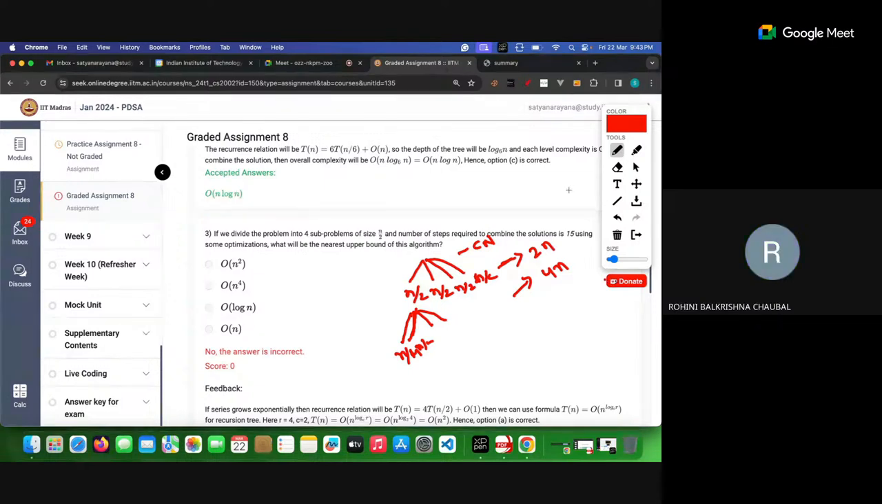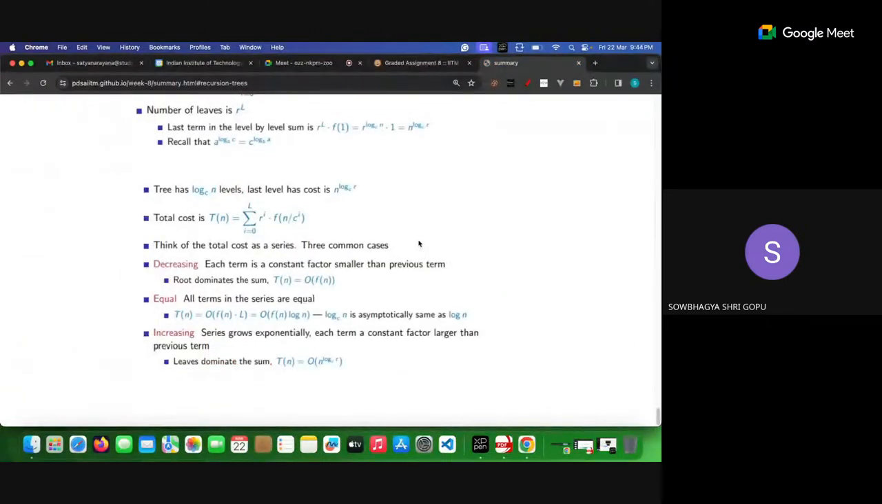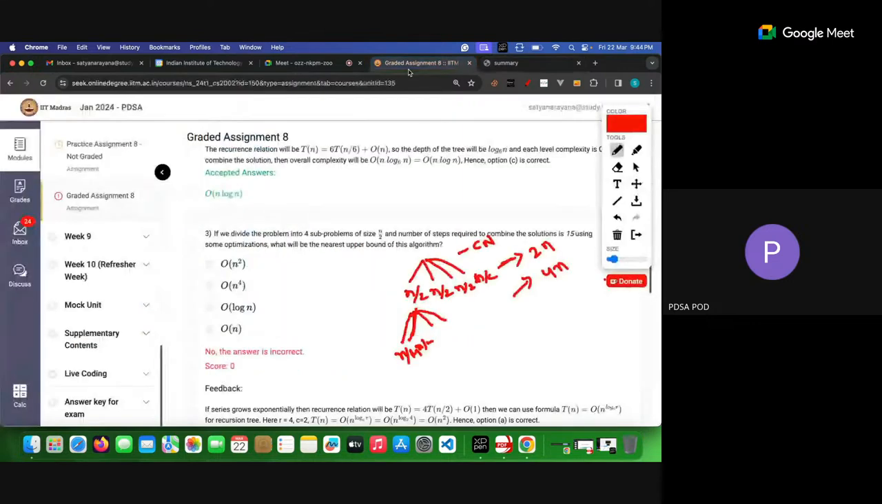When it is increasing, it is n to the power log_c r, n to the power log_c r. So what happens then? Definitely it's going to be n square. I think the answer is also n square. What could be the answer? Yeah, it is n square.